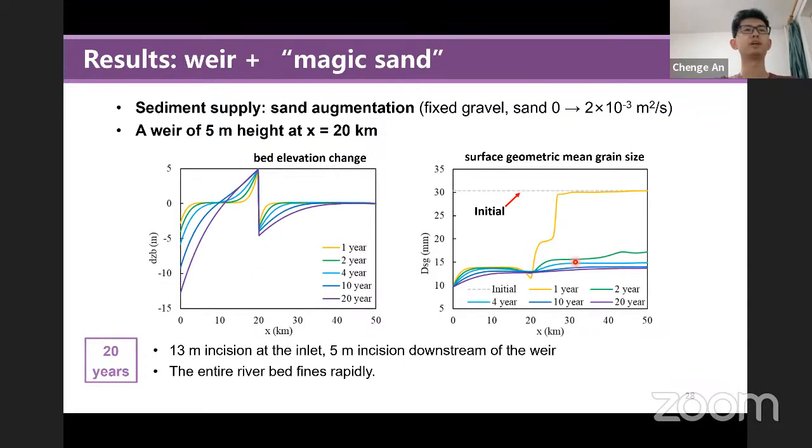And then we combine the weir effect with the magic sand effect. Here we consider both the sand augmentation and also a weir of 5-meter head at a location of 20 kilometers. And we see that a 30-meter bed incision happened at the inlet, and a 5-meter bed incision happened downstream of the weir. And the entire bed fines rapidly after 1 year. It means that the fine sediment can pass the weir after 1 year to the downstream.